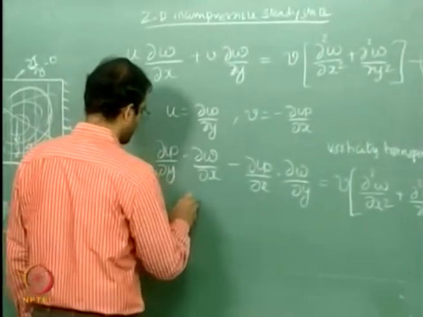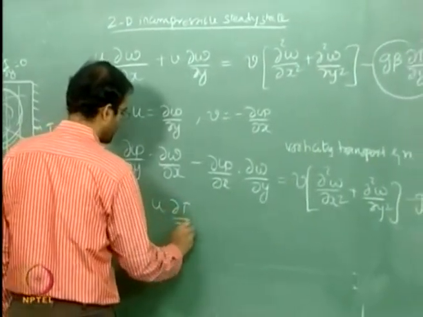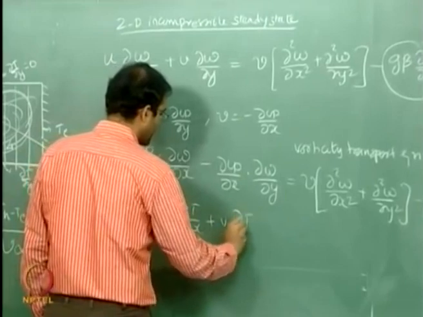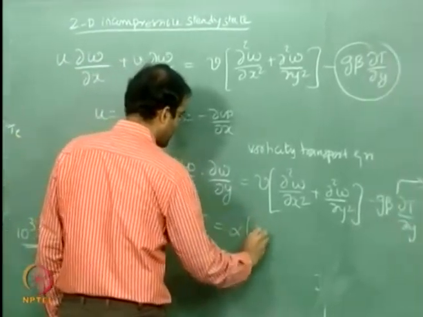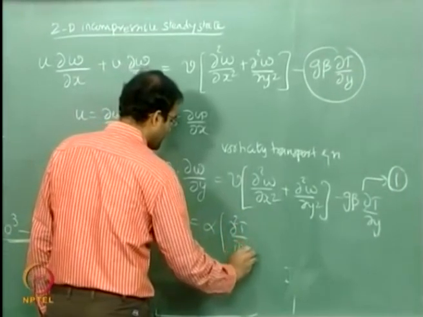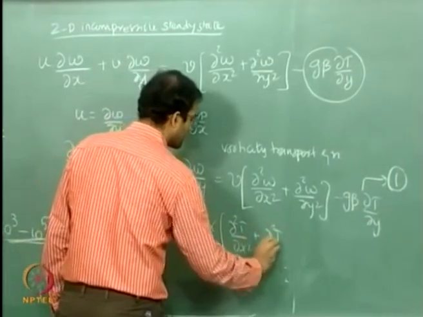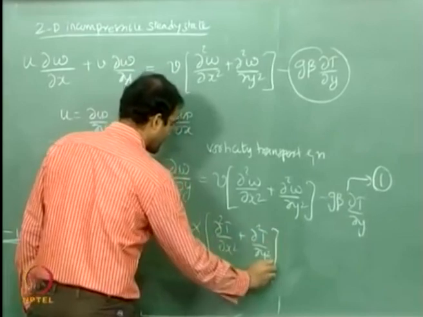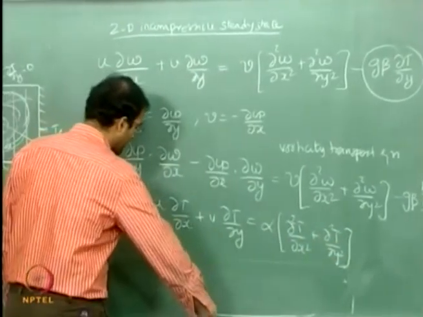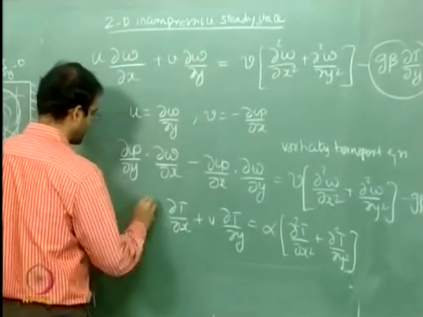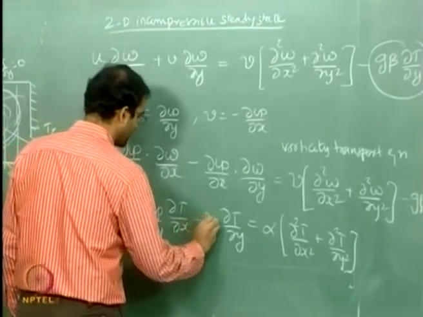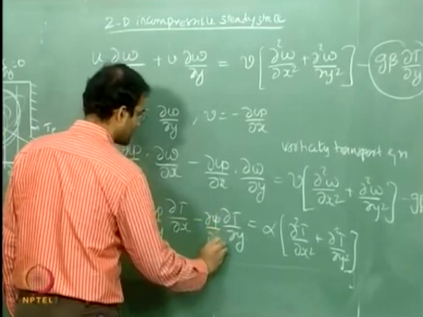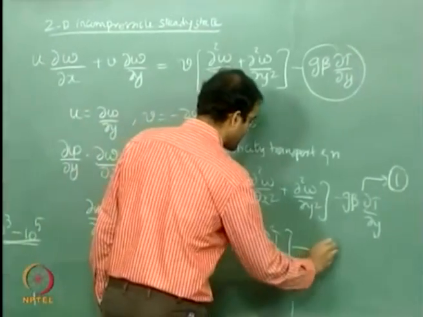So that will be u dT by dx plus v dT by dy. This is the convection term. On the right hand side you have alpha times d square T by dx square plus d square T by dy square. So once again for u and v you can write in terms of the stream function. So this becomes d psi by dy and minus d psi by dx. So this is the second equation. This is your energy equation.